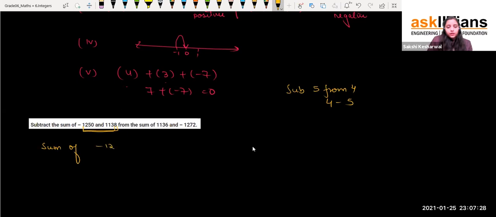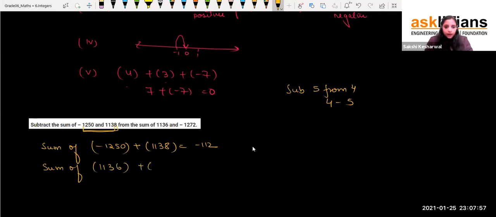Sum of -1250 plus 1138. You will actually be subtracting, so this will be -112. And the sum of the other two numbers, that is 1136 minus 1272, is equal to -136.